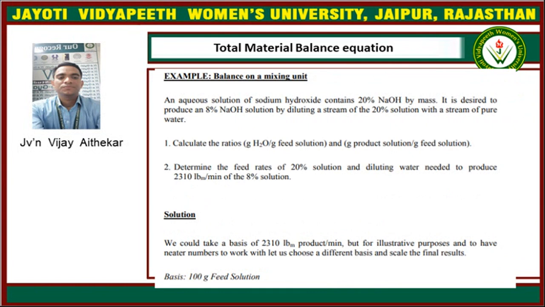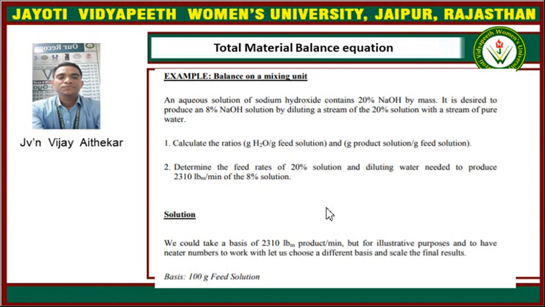Example of a balance on a mixing unit. Suppose an aqueous solution of sodium hydroxide contains 20% NaOH by mole. It is desired to produce an 8% NaOH solution by diluting the 20% stream with a stream of pure water. Calculate the ratio, that is, determine the feed rate of 20% solution and the diluting water needed to produce the solution.